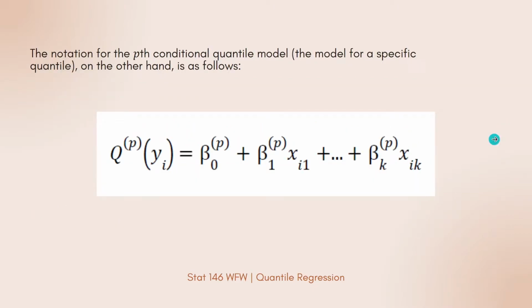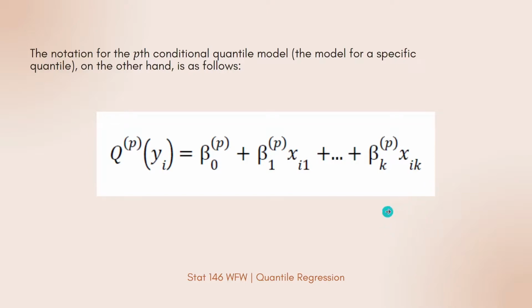Next, the notation for the pth conditional quantile model, which is the model for a specific quantile, on the other hand, is as follows. Q at the pth quantile of y_i is equal to beta null at the pth quantile plus beta 1 at the pth quantile x_i1 plus ... plus beta k at the pth quantile x_ik.